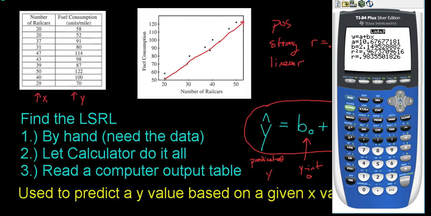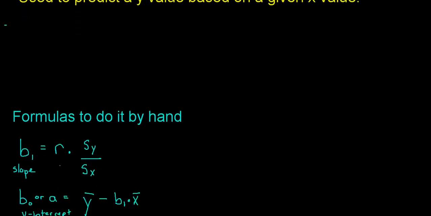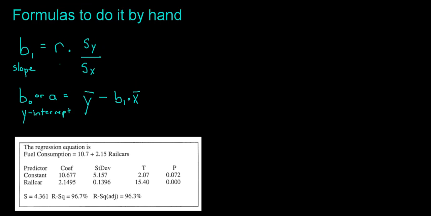Now, how could you actually find it by hand? Well, to find a regression equation by hand, you need these formulas here. The formula for slope is the correlation, R, times the standard deviation of the y values divided by the standard deviation of the x values. And then to find the y-intercept, which again is b sub 0 or a, you need the average of all of your y's minus your slope, so you do have to find slope first, times the average of all of your x's.